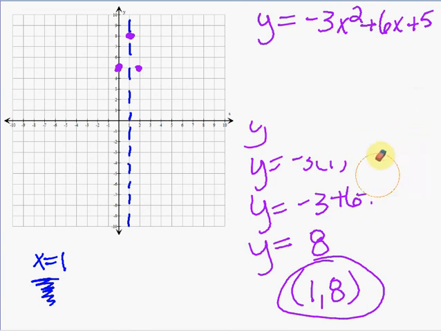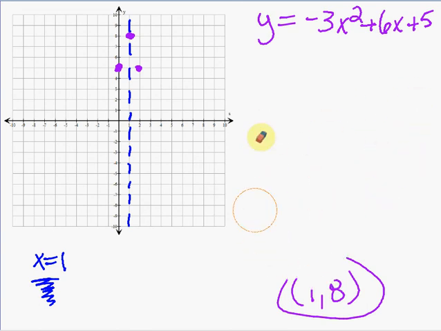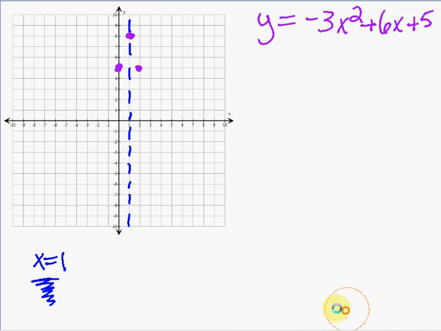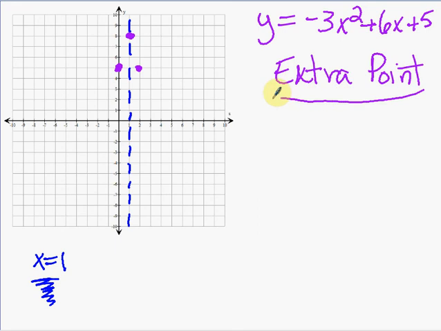Alright, we have one more thing to do here, one more point to find, and that is to get an extra point so that our graph is a little more accurate since we're drawing it by hand. So we'll just say this is an extra point. And at this point you can fill in anything you want. You can pick any x value that we haven't used already.